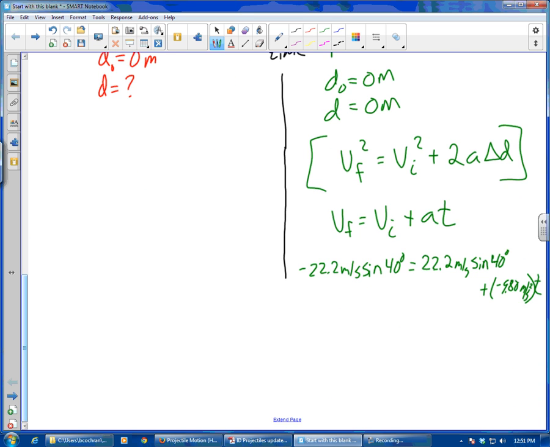And then I just mathematically solved that for time. Oh, my calculator, there it is. Plus negative 9.80 meters per second squared t. You sure?